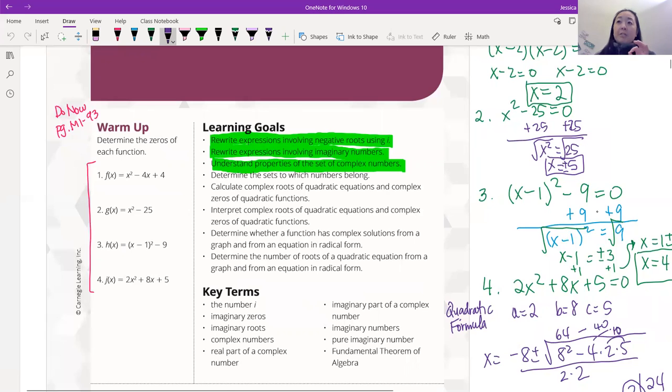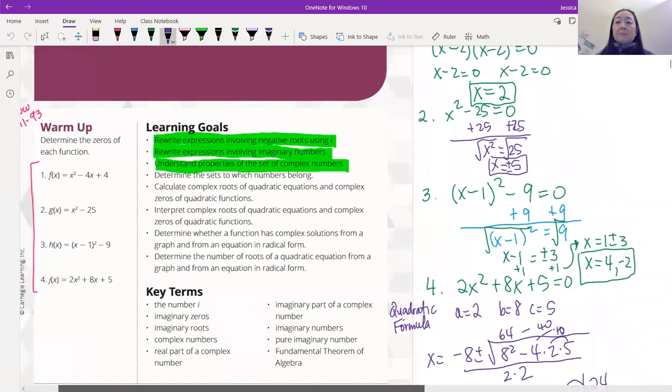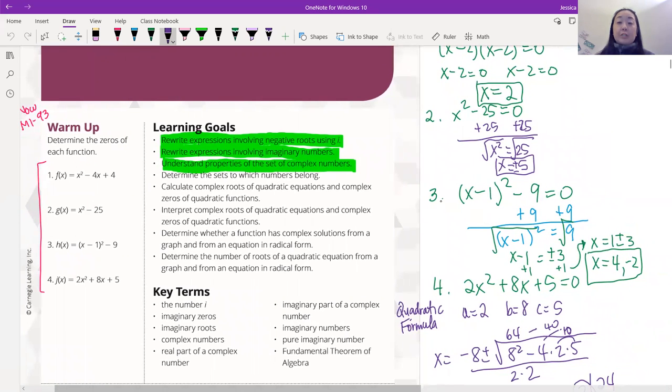Please make sure you're adding 9 to both sides as opposed to square rooting first, because when something is outside of the square root, or outside of the square, you can't do anything with it. You just have to leave it like that. So what you want to do first is get the square by itself and then get rid of it. That's why over here for number 2, we added 25 first and then square rooted it.